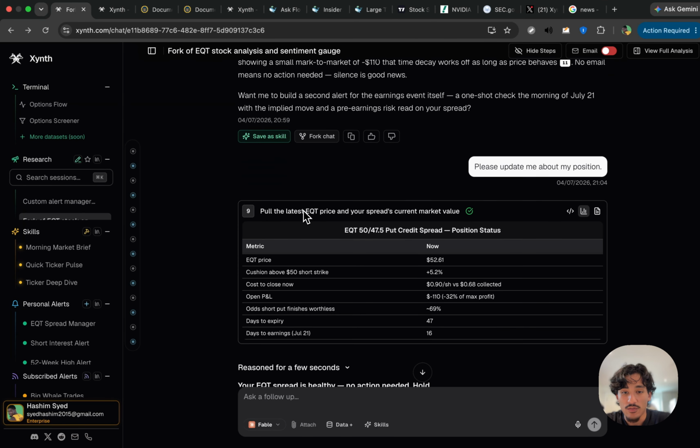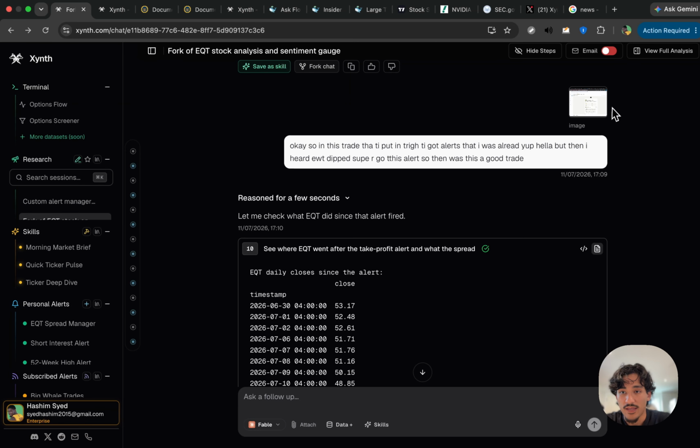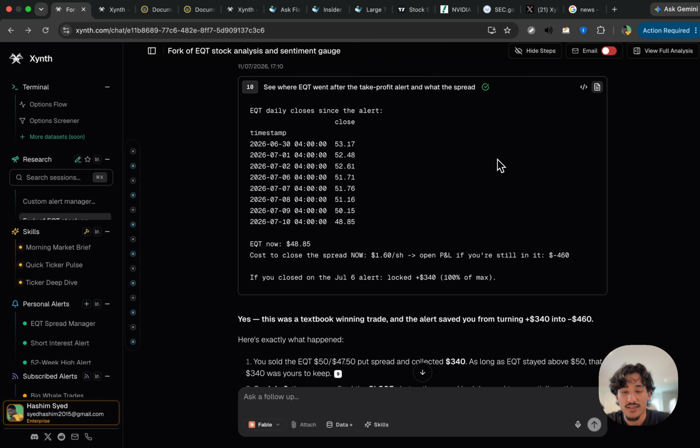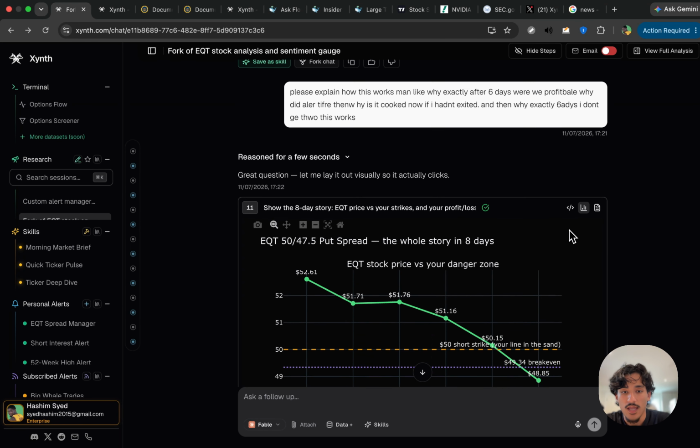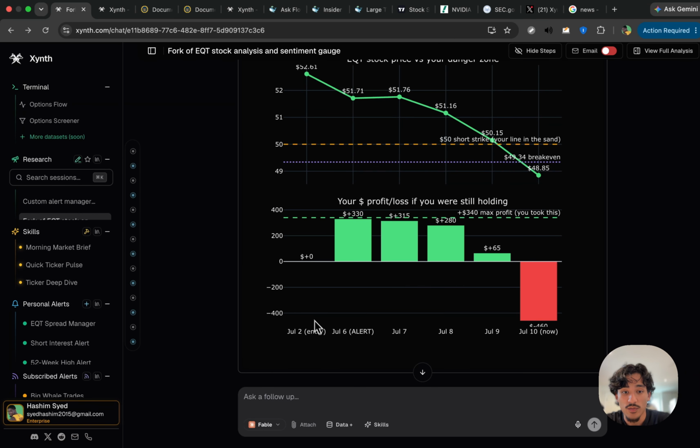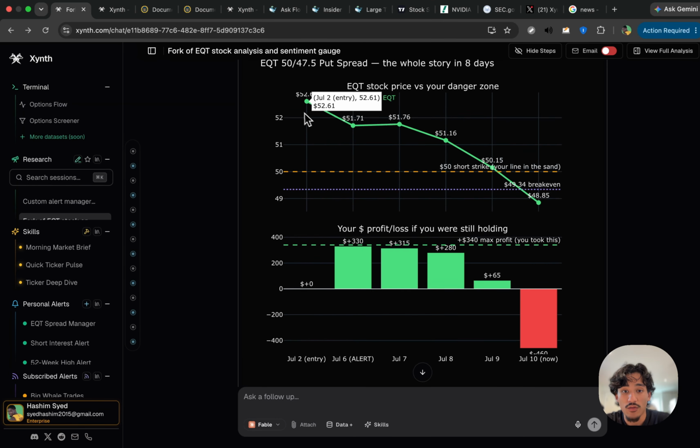So then the user was actually able to make some money off of this. As we can see here, he pastes in his profits and asks Xynth to explain exactly why he was able to make money. Xynth basically explains that because you entered on July 2nd and by July 6th, the price of the stock had only dropped $1, you were able to collect $333 on the premium that you sold.